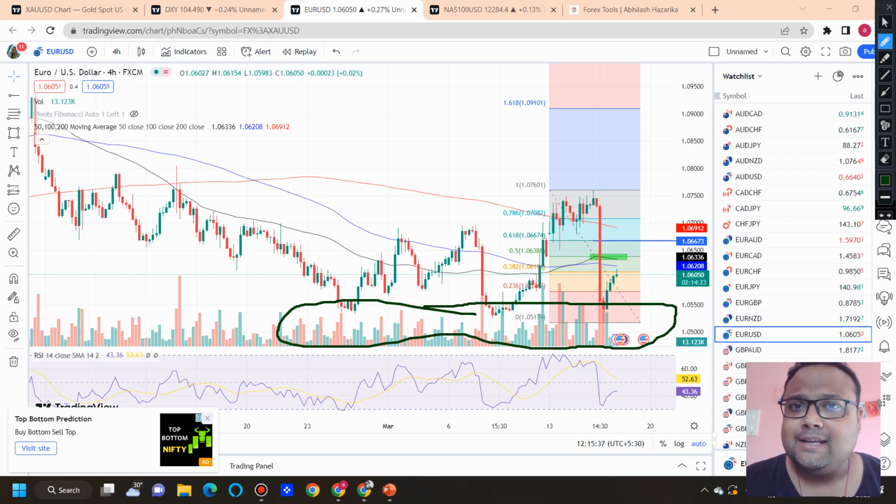Anyways, my dear friends, this is my analysis. I can be wrong as well. So please follow proper risk management. As I always say, do not gamble with your hard-earned money. Capital protection should be your first priority always.